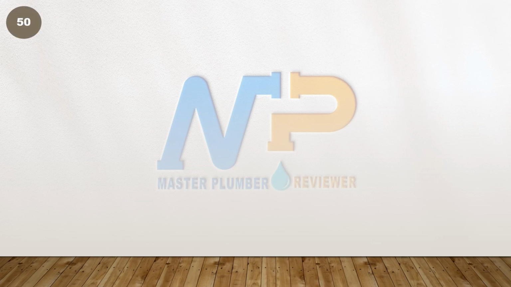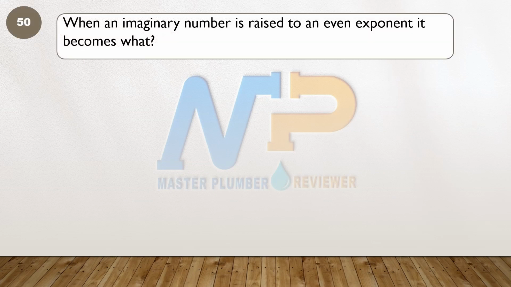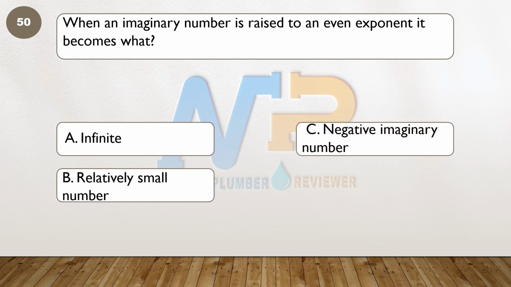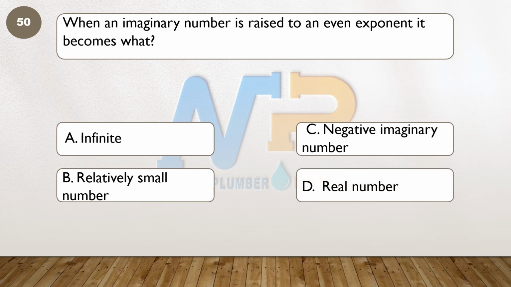Number 50. When an imaginary number is raised to an even exponent, it becomes what? A. Infinite. B. Relatively small number. C. Negative imaginary number. D. Real number. The answer. It's D. Real number.